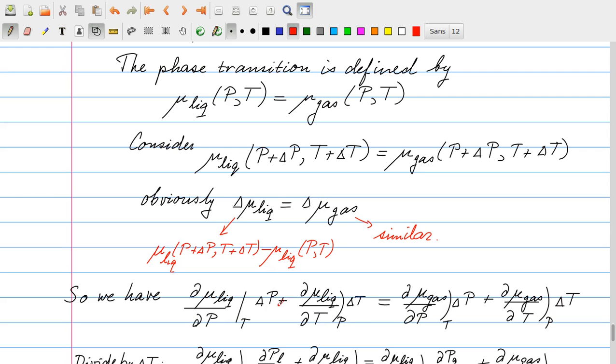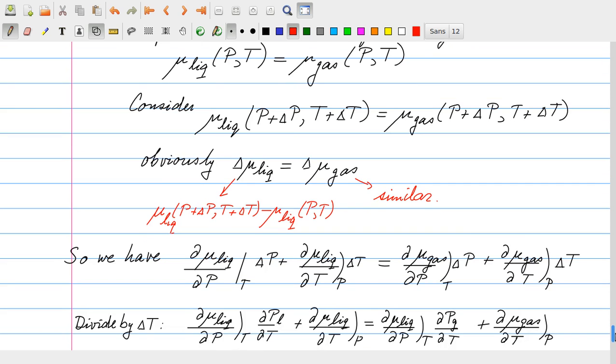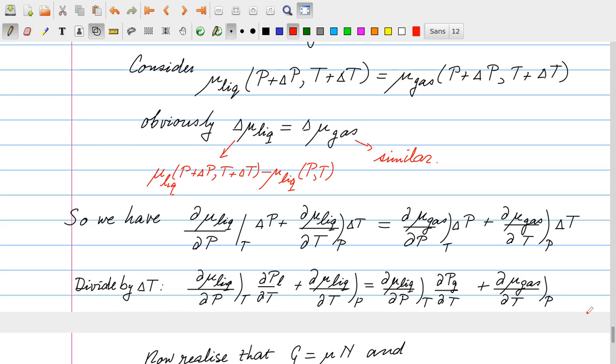Okay, so we do the same for the left hand side as we do for the right hand side. Now we divide left and right hand side by delta T, so that we get delta P divided by delta T. If we take the delta small, then we have a derivative there, dP dT. So here we have a d mu liquid dT, and here we have a d mu gas dT, and here when we divide by delta T we just get ones.